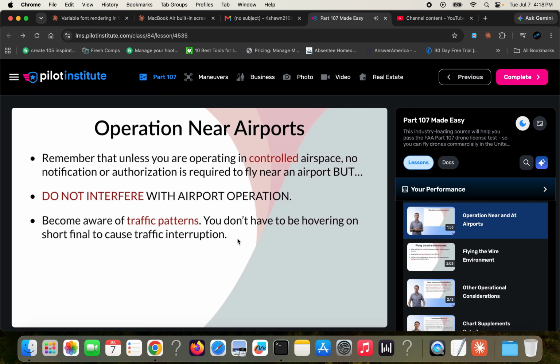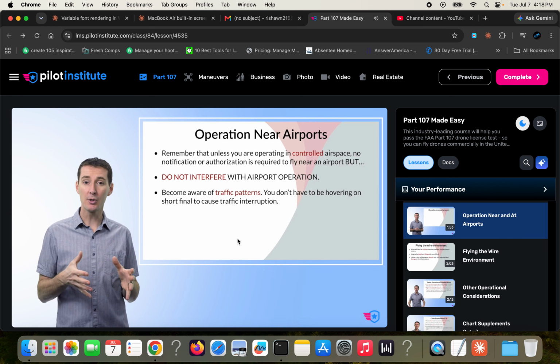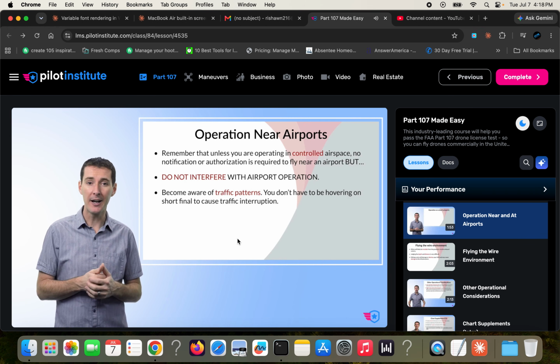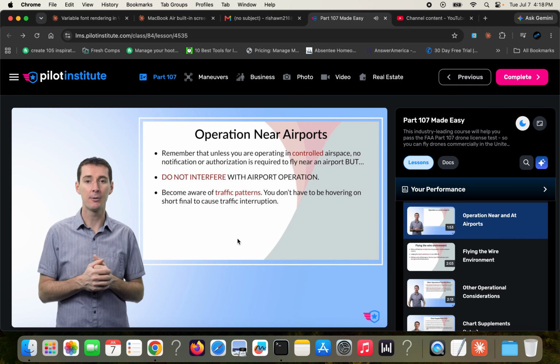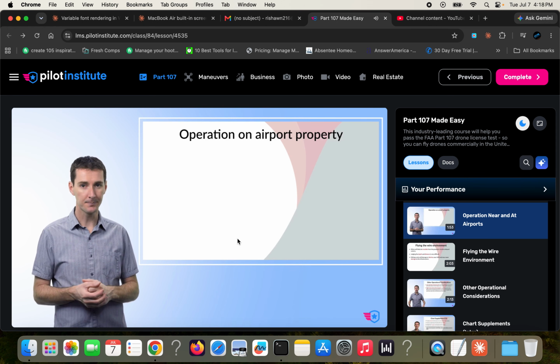The first thing you should do is be aware of the traffic pattern. You need to be aware of what is going on with the other aircraft, which way they're going. We talk about traffic pattern in this lesson, so pay extra attention there. And also make sure that you're not operating near the short final where the aircraft are about to land, because that's going to create an issue right here.